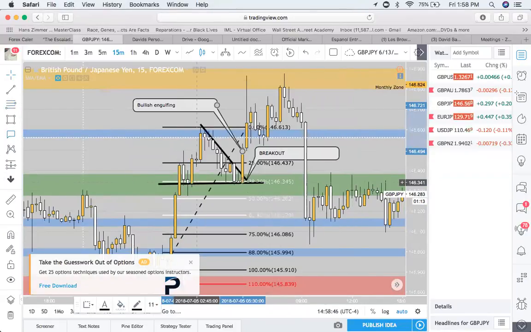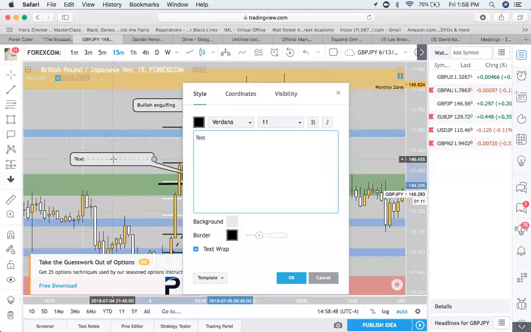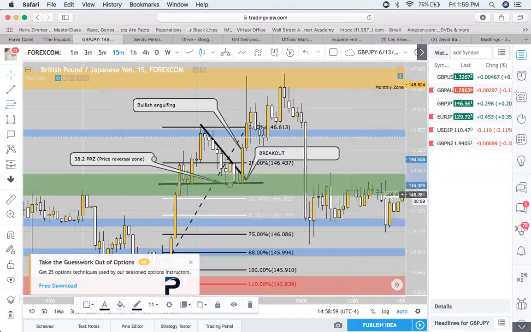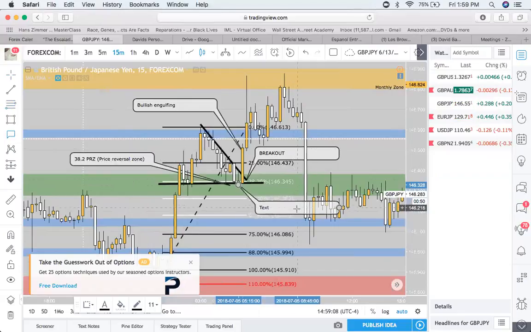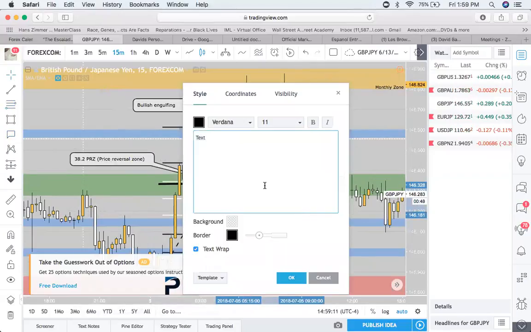All right, we have the 38.2 PRZ level. PRZ is just price reversal zone. Okay. What else do we have? We have a retest on top of the daily supply zone.